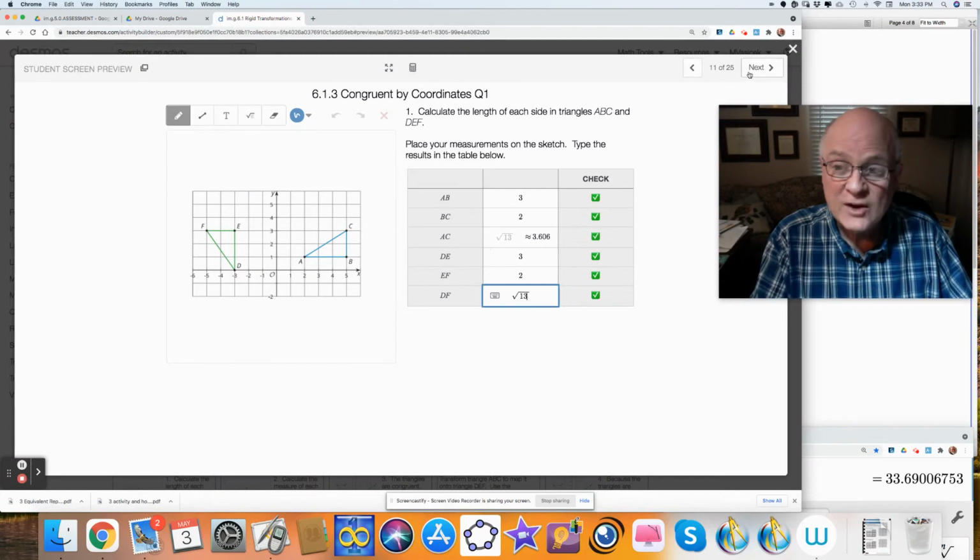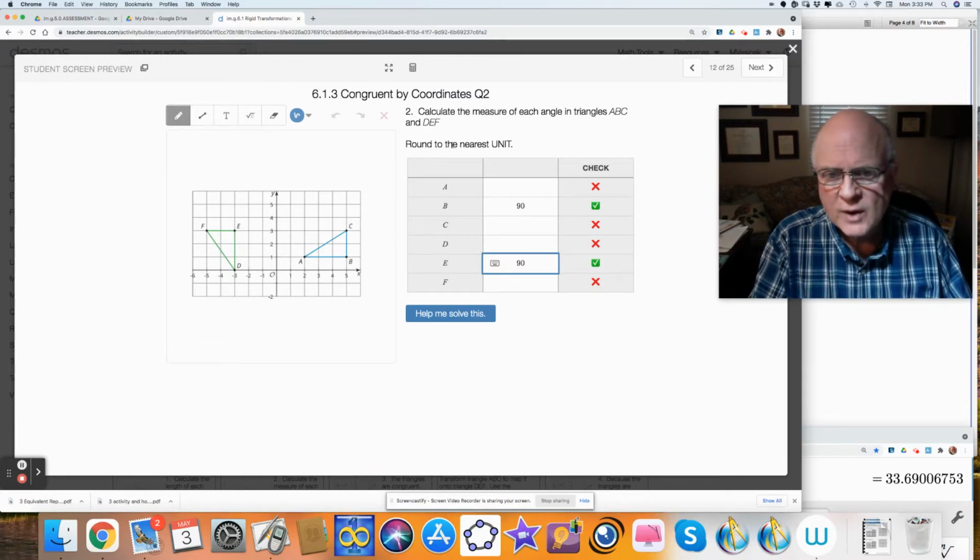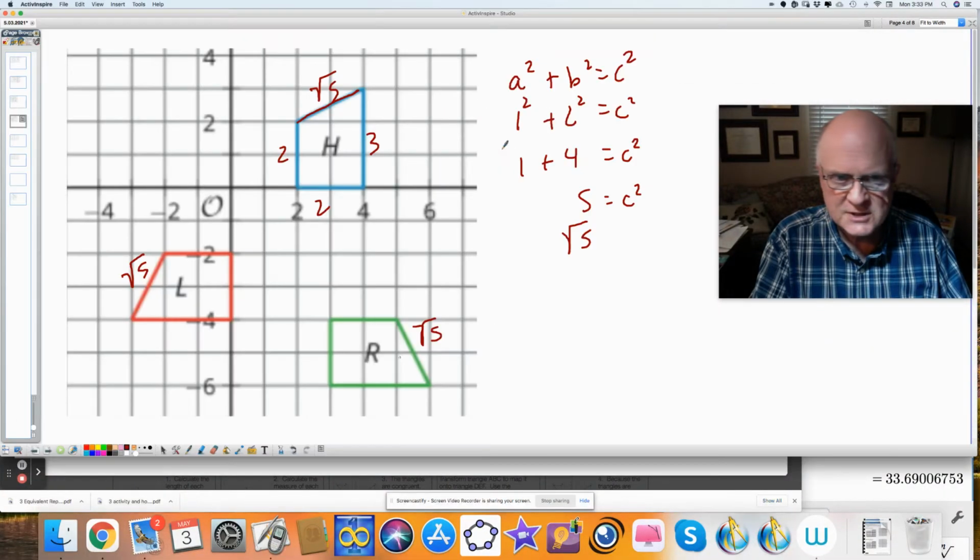Now let's look at the angles. What are these angles? I'm going to tell you that B is 90. And I could tell you that E is 90. And now all I have to do is find the others. We're supposed to round these to the nearest unit. That's what it says in the instructions.